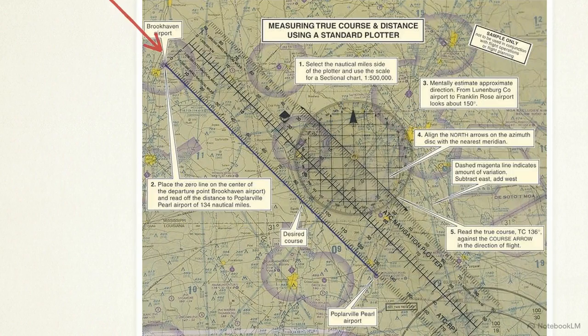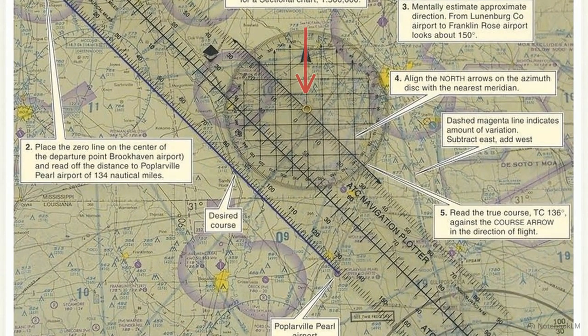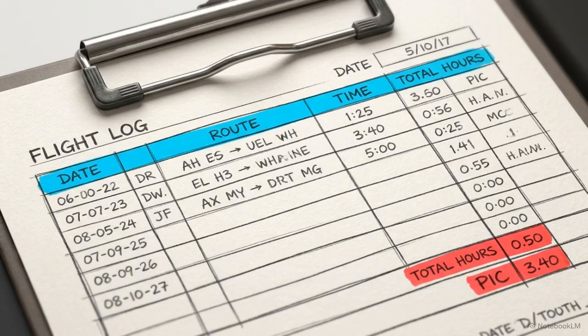To measure distance on the sectional chart, place the 0 line on your departure point and read the nautical mile scale. Next, find true course by sliding the plotter's center hole over a vertical meridian and read the matching degree on the azimuth disk. By securing a safe weather window and locking in the exact physical distance and direction on the map, you have built the structural foundation of your flight plan.